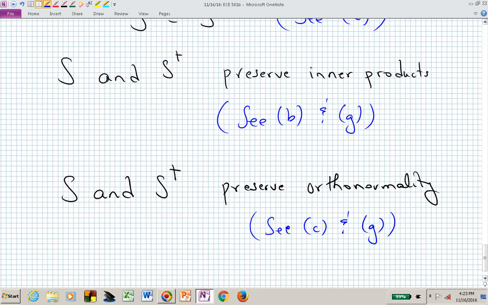So if you walk your way down to statement C and believe that, then all you have to do is jump down to G and realize that, oh, the adjoint of S is also an isometry. I can go back to ABC with that particular operator.